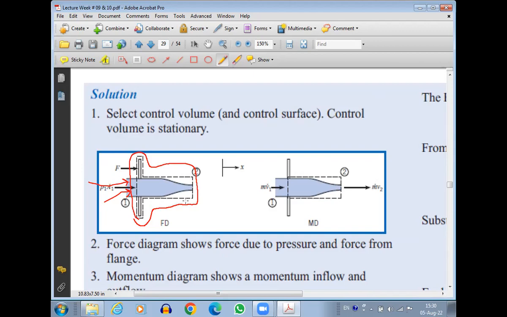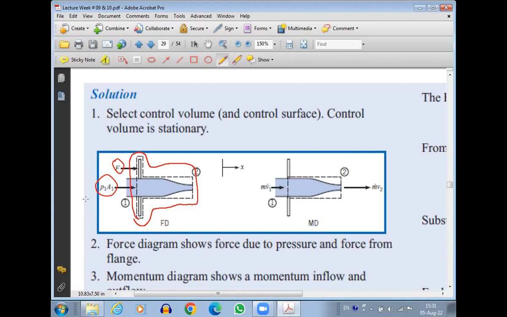Okay, so there won't be any force of the fluid at the exit. Then we will have the force by the flanges to hold the nozzle in place. So we're going to have this force. So basically, two forces are there. One is this force of the fluid flow, and the other is the force of the flange to hold the nozzle in place. Other than that, we can also have the weight of the nozzle.